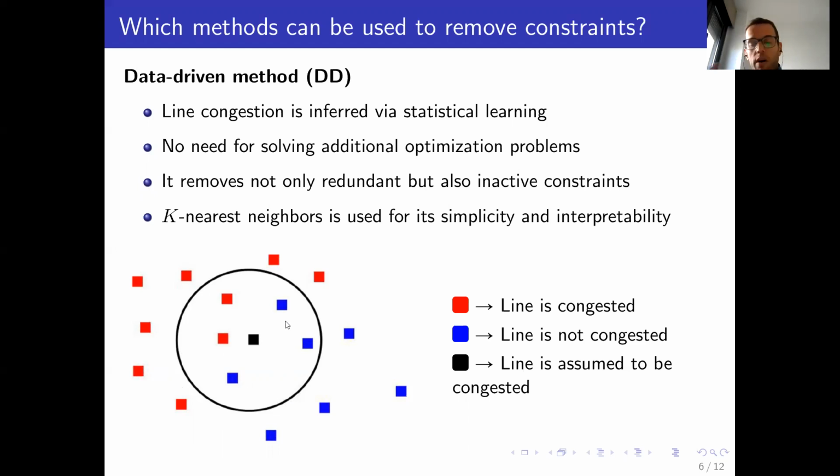One may think, as if this were a democratic vote, that you can say the line is expected not to be congested, but this is a bit dangerous. So in order to assume that the line is not congested, all the neighbors have to be blue points.